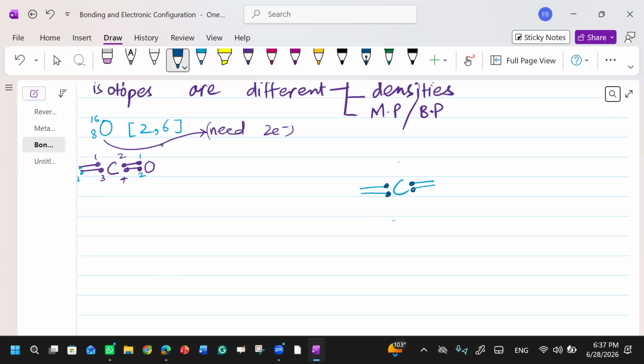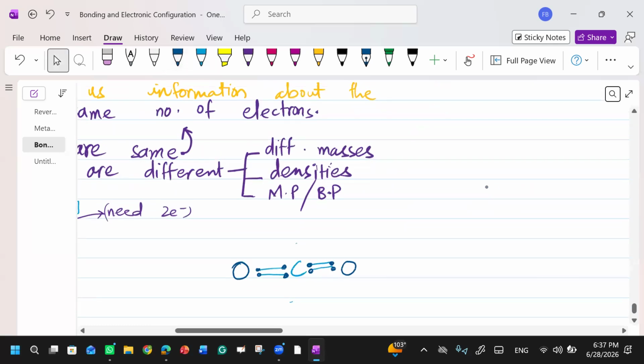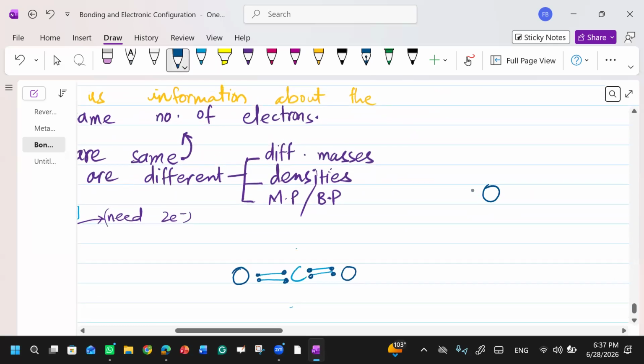Similarly, one oxygen needs 2. So there is oxygen, right? Like this. Similarly, there is oxygen like this. So actually you see what is happening in the oxygen. Oxygen, if I make the oxygen, basically it has 6 electrons. Okay, basically it has 6 electrons. So I can draw it like this: 1, 2, 3, 4, 5, 6.